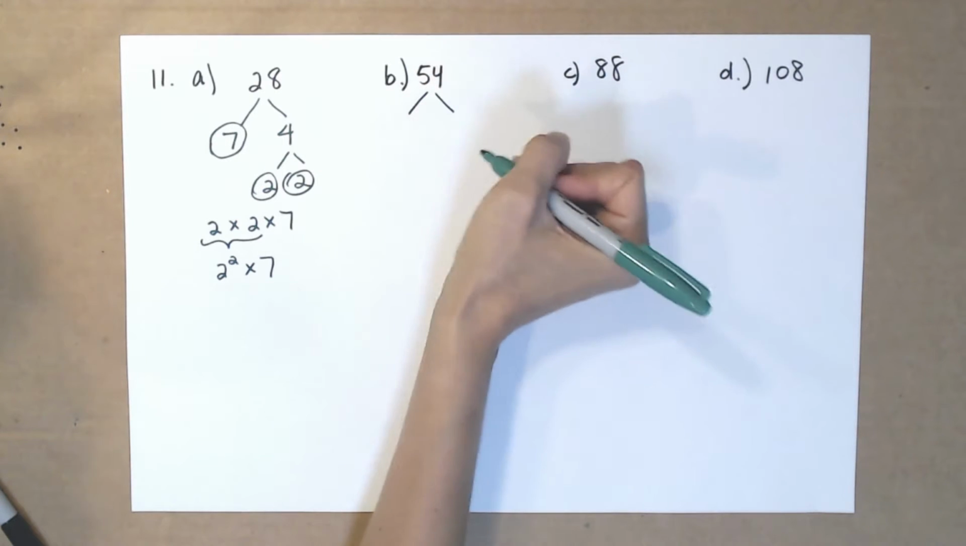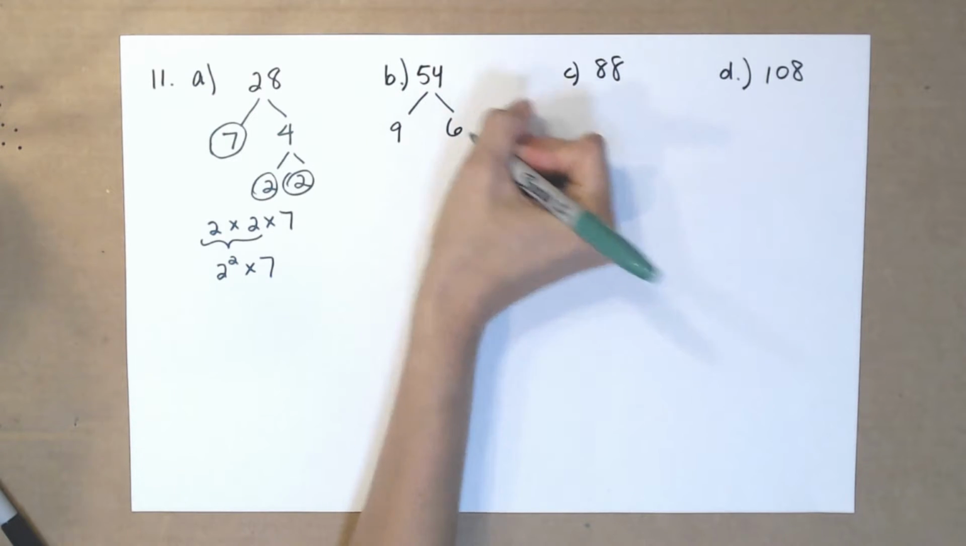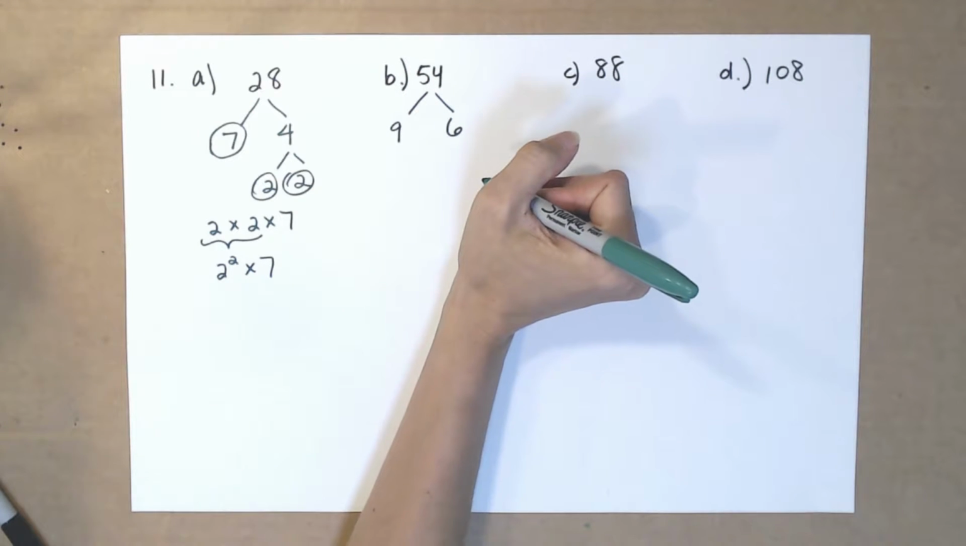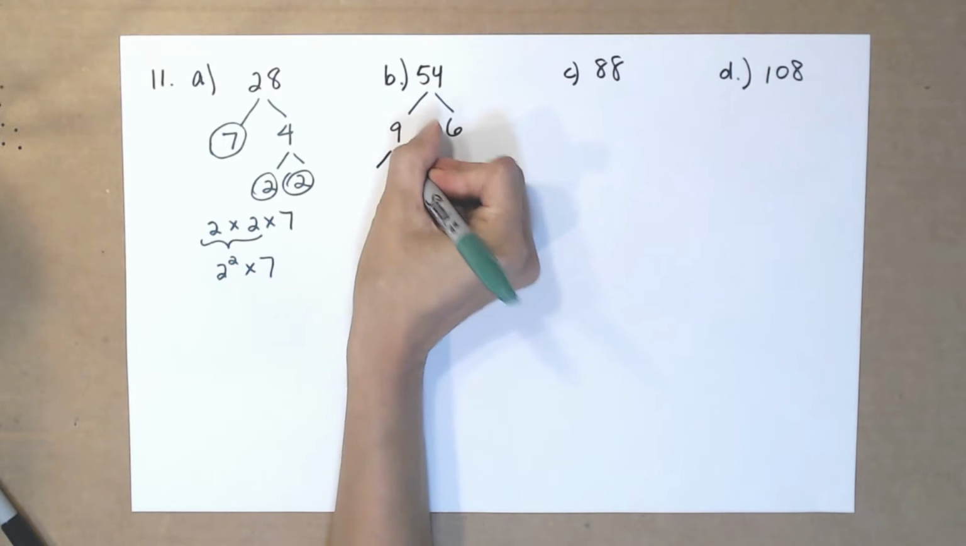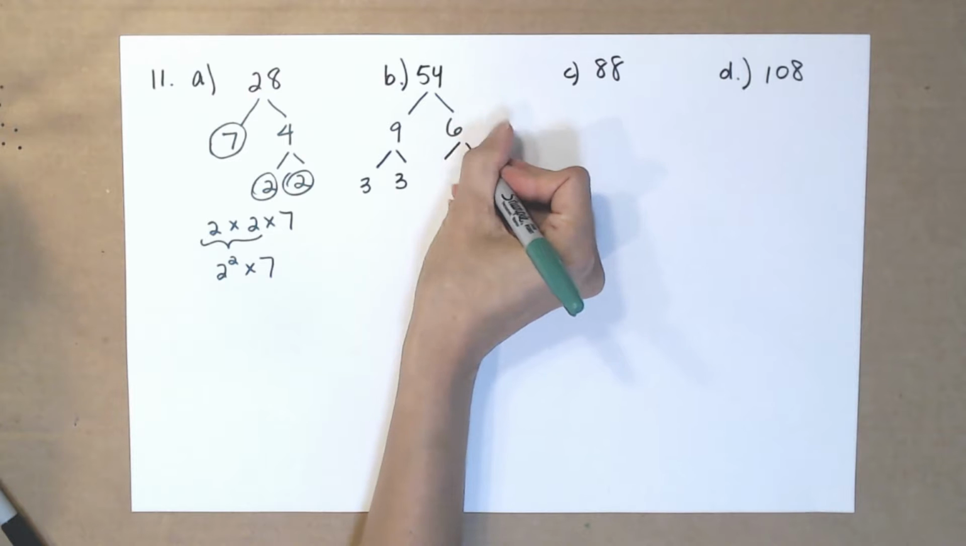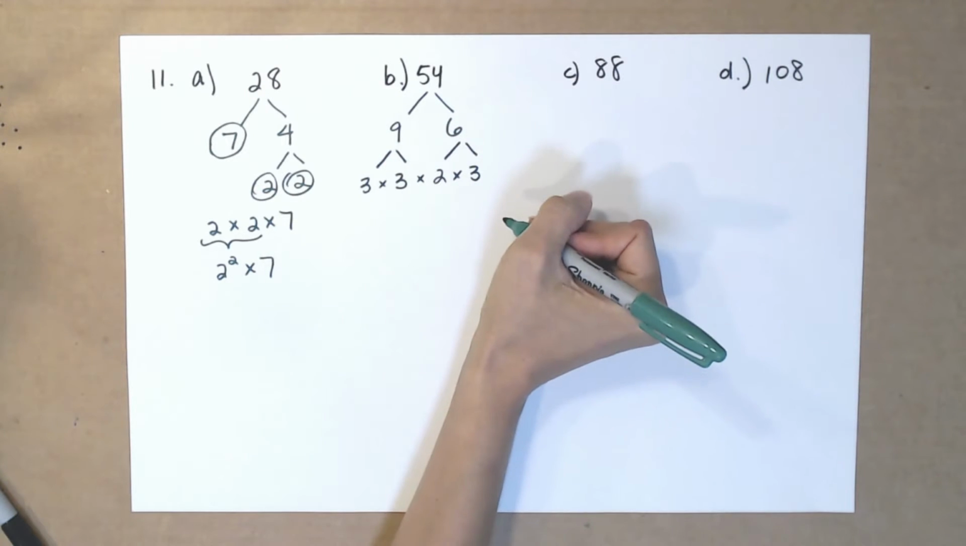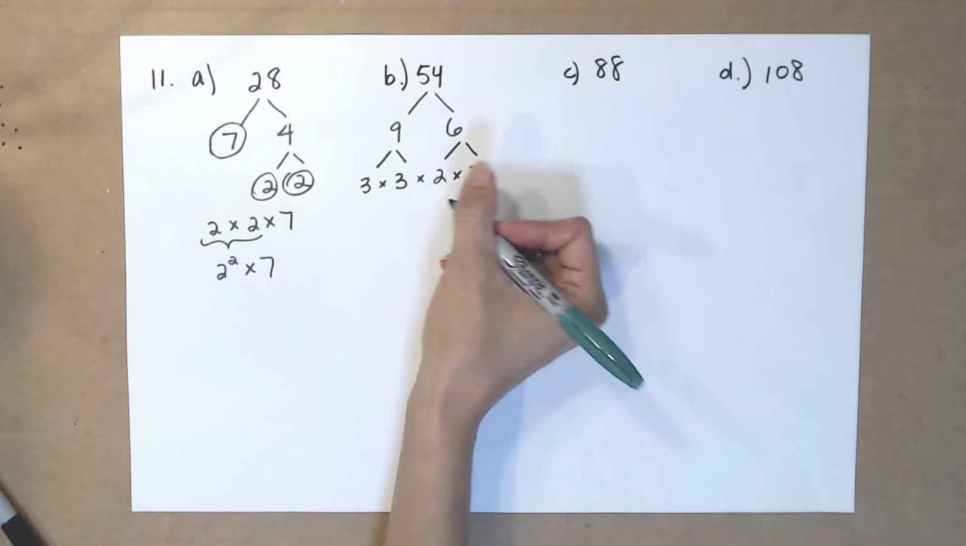54. Now I know that 9 times 6 is 54, so I'm going to use that, but you might choose two other factors. That's fine. Now I can break these down. 9, that's the product of 3 times 3, and 6 is 2 times 3. Now I have all prime numbers, so I can write my prime factorization.